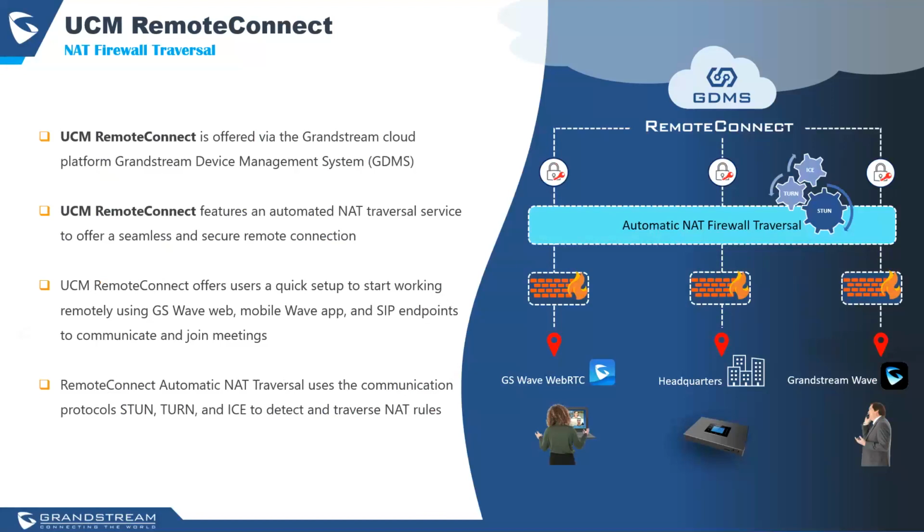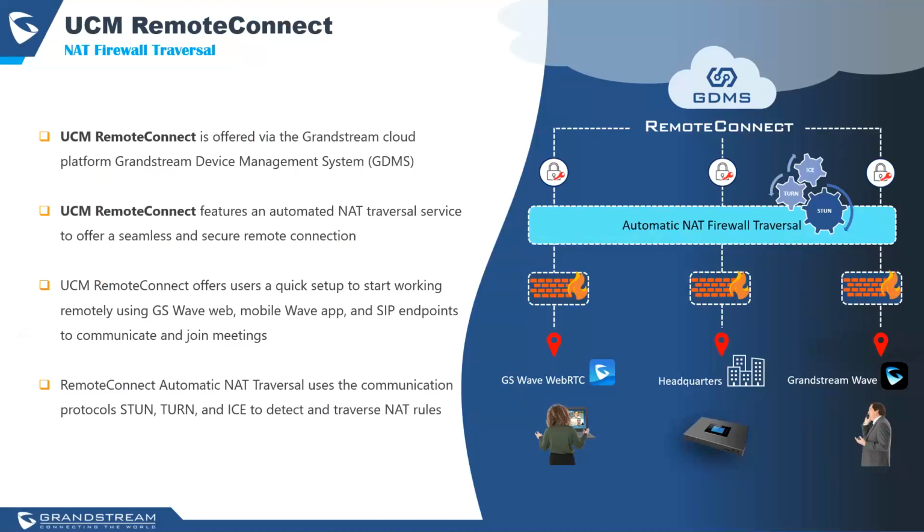And the major benefit of using Remote Connect is the automated NAT traversal that allows users to seamlessly communicate remotely from external networks without the need to create rules on the firewall. So as you can see in this slide, with Remote Connect all the traffic goes through GDMS, and GDMS creates a secure connection with the UCM to relay the traffic through that secure connection.